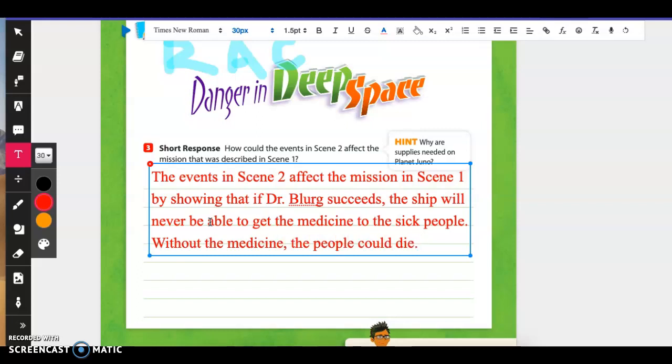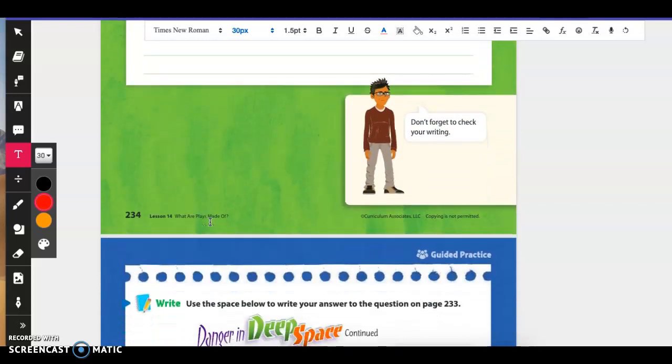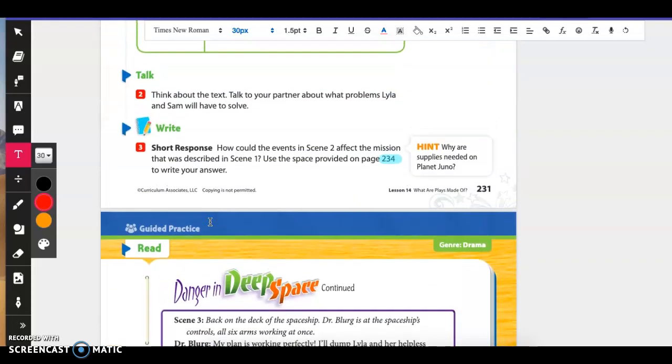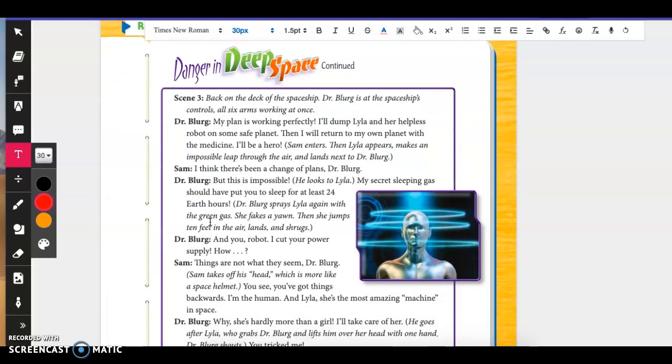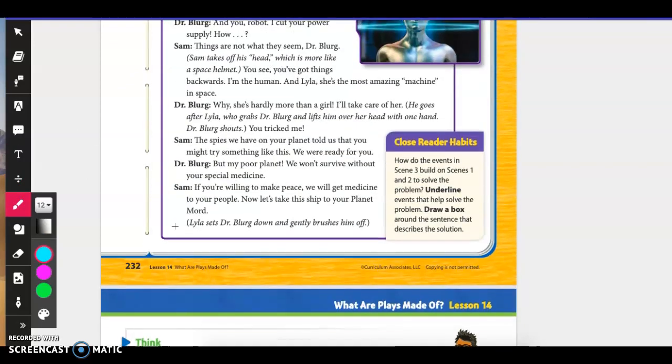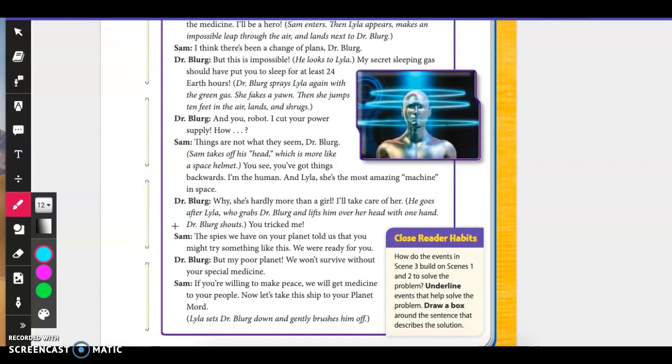So that brings on the next portion of your activity. So go ahead and pause the video and make sure that your short answer question answer looks just like mine. After you've completed that portion, you're going to go on and read Danger in Space Continued. Scene 3. Yeah, just Scene 3. There's not a Scene 4.